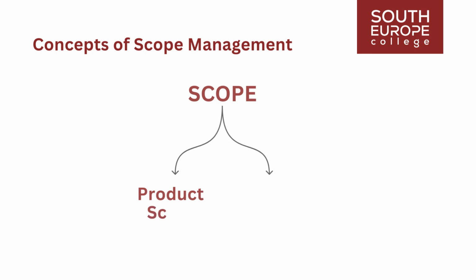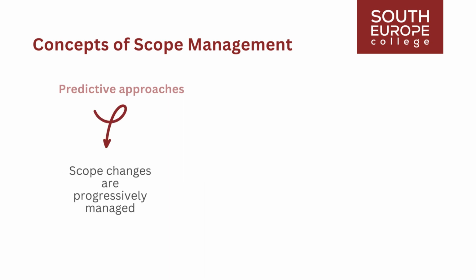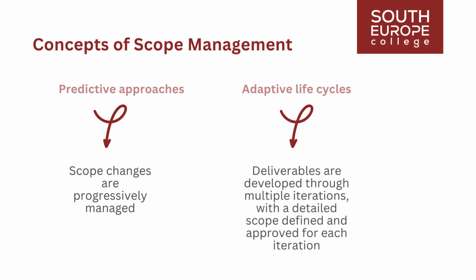Within the project context, the term scope embodies two key aspects. Product scope refers to the features and functions that characterize a product, service, or result. Project scope involves the work undertaken to deliver a product, service, or result with the specified features and functions. Project scope is sometimes considered to include product scope. Project life cycles can vary from predictive approaches, where project deliverables are defined at the project's outset, and scope changes are progressively managed, to adaptive or agile approaches. In adaptive life cycles, deliverables are developed through multiple iterations, with a detailed scope defined and approved for each iteration.